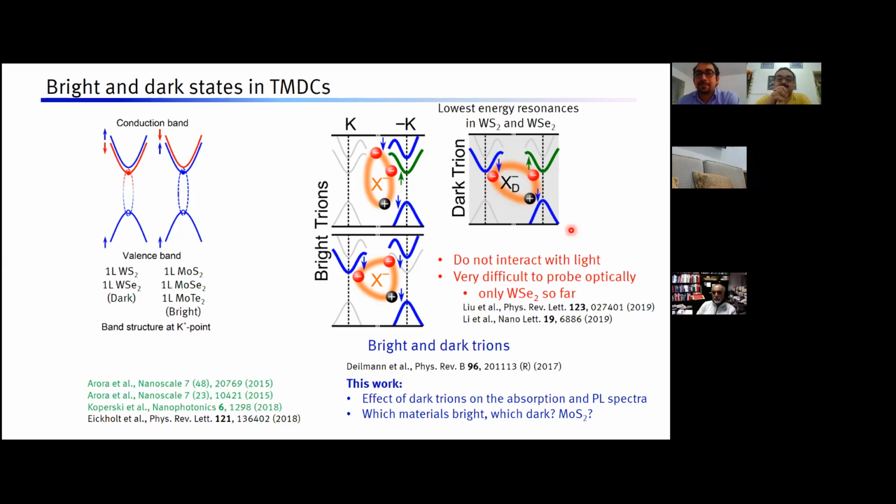So to have a dark trion, actually we need to put the electrons in opposite spin. That is the most needed point, and it should be on the same value, right? That's correct.